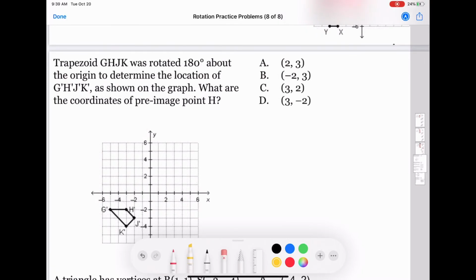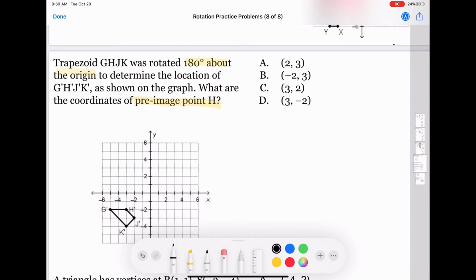Let us look at this next problem. This problem states that trapezoid GHJK was rotated 180 degrees about the origin to determine the location of G', H', J', and K' as shown on the graph. What are the coordinates of the pre-image point, H? So, we are looking for our pre-image point H. And we know that we have completed a rotation 180 degrees about the origin.